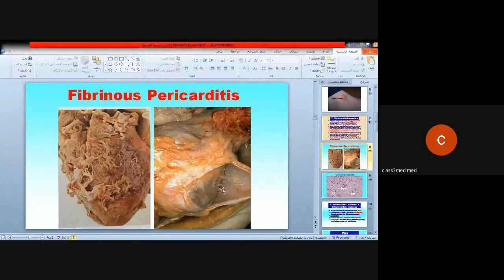Okay, so this is the fibrous adhesion of the parietal and visceral layer, which is interfering with myocardial contraction or the function of the heart. So it should be removed by operation, by the process of decortication. Decortication means removal of the pleura or pericardium in case of organization.